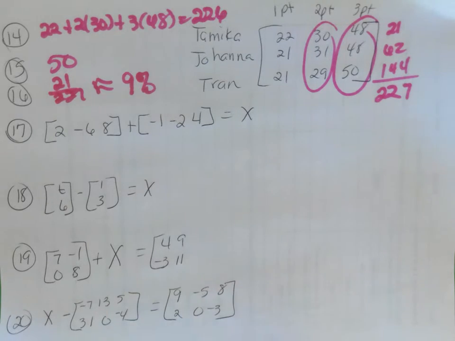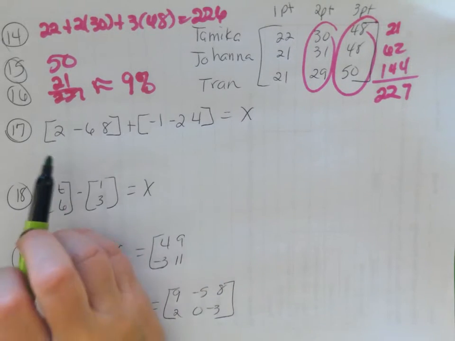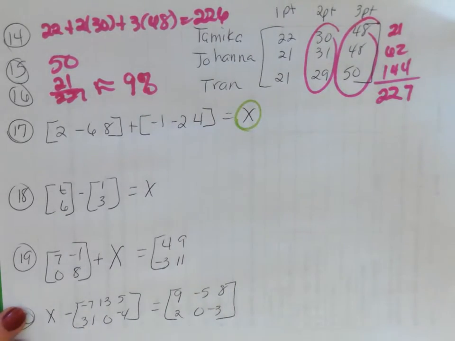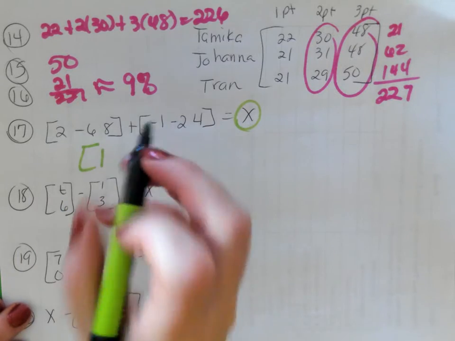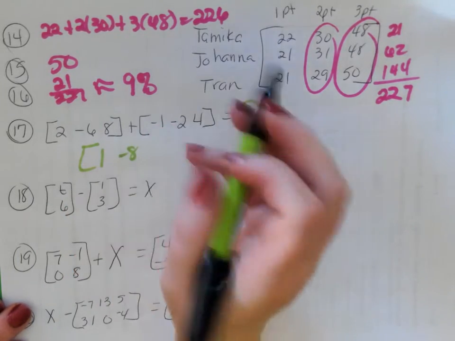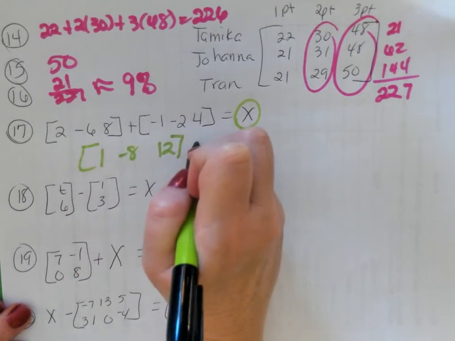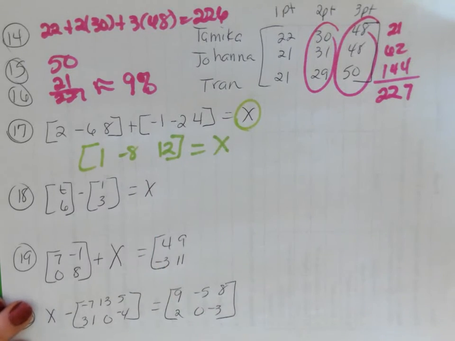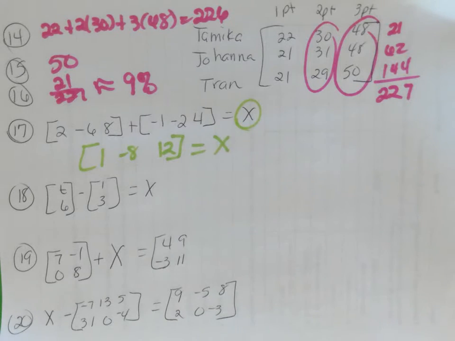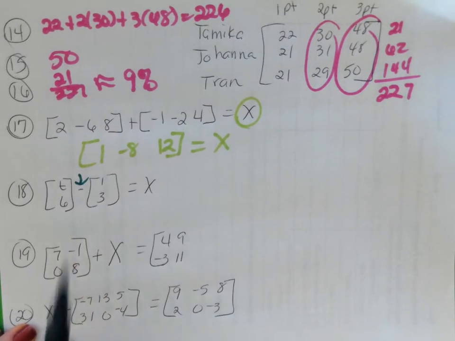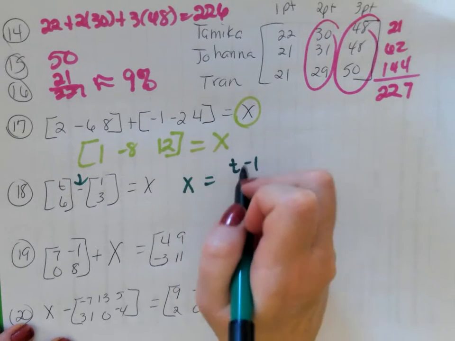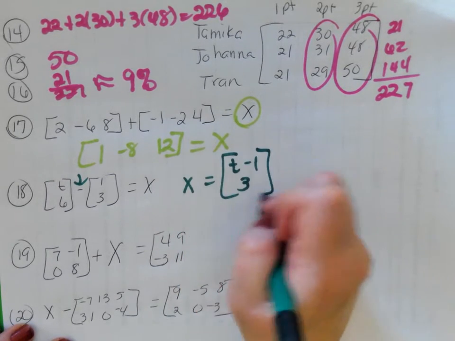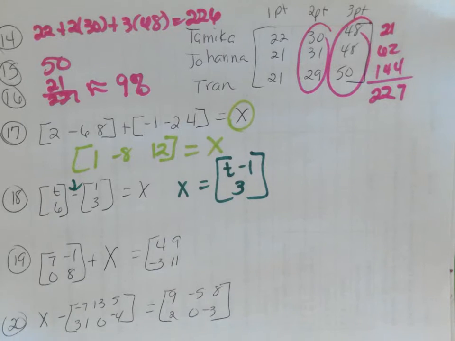All right. Next one. It says to add the matrices together to find this one. So let's add. 2 plus negative 1 is 1. Negative 6 and negative 2 is negative 8. 8 plus 4 is 12. So X is that. The next one. Again, we're adding. Or actually, we're subtracting. See the symbol in between. So X in this case would be T minus 1 and 3. And really, there's nothing else we can do in this case because we don't know what T is.